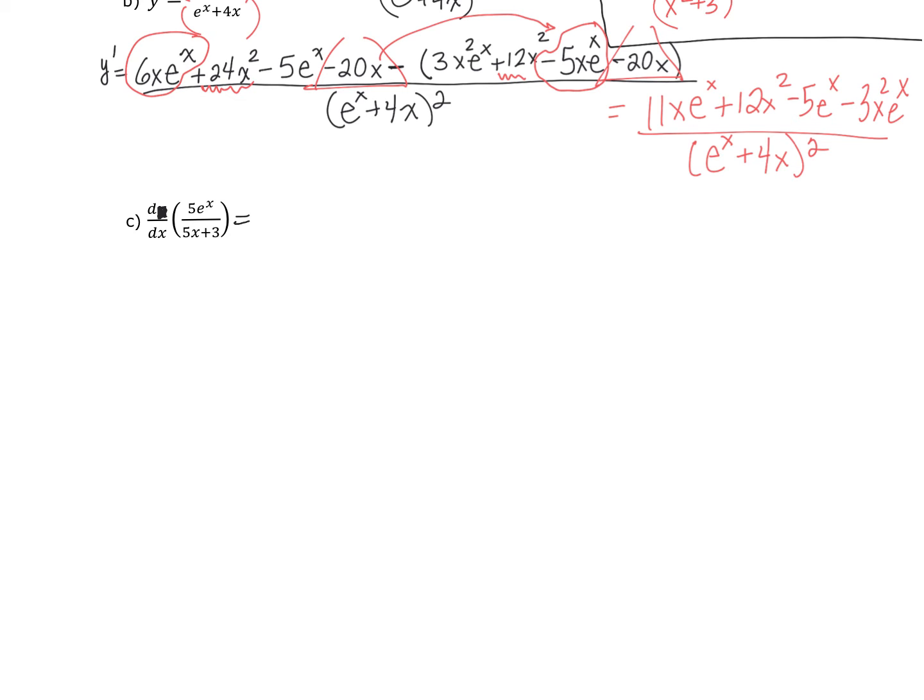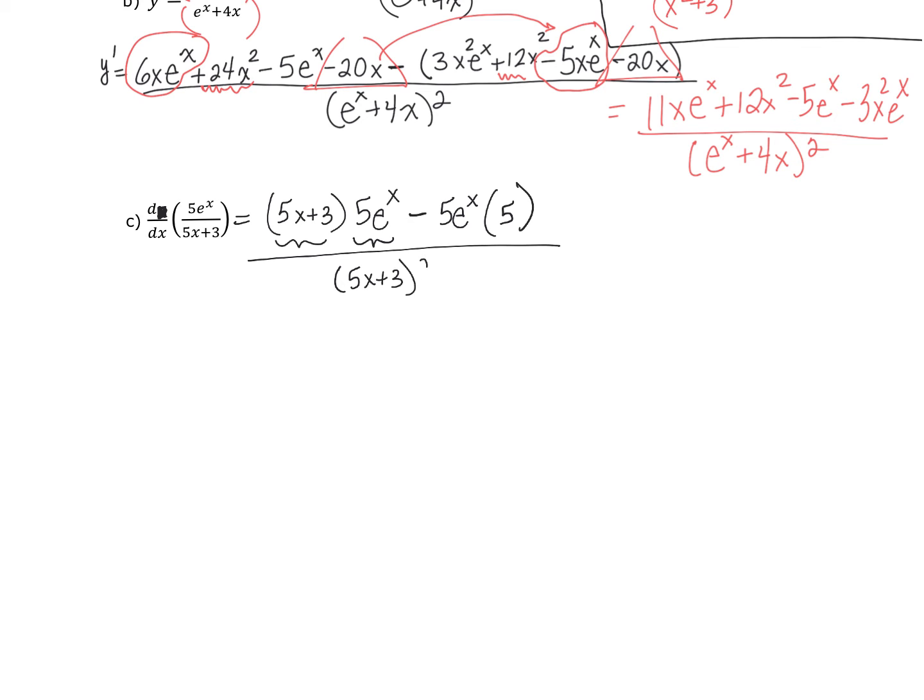The bottom. What's the derivative of 5e to the x? 5e to the x. So this is the bottom times the derivative of the top minus the top times the derivative of the bottom all over the bottom squared.